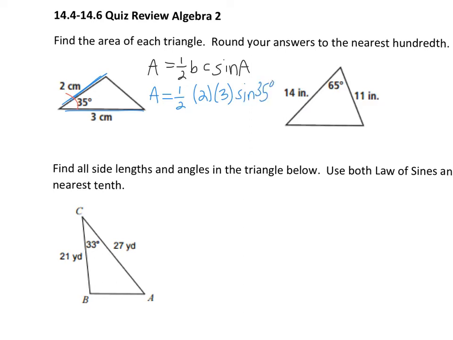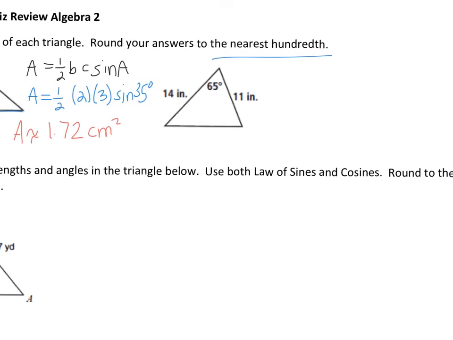Make sure when you put this in a calculator, round to the nearest hundredth, which is 2 decimal places, and make sure that you're in degree mode. So this triangle has an area approximately equal to, because I rounded, 1.72 centimeters squared. I'm going to do the same thing over here.